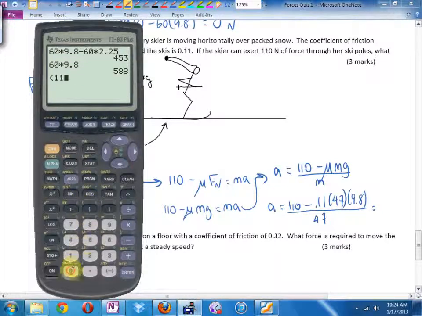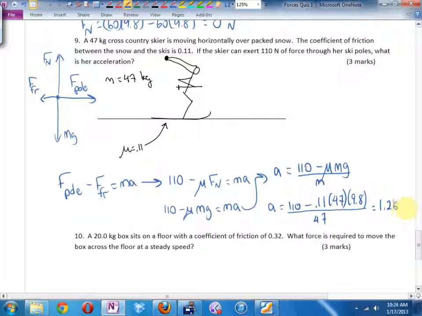I got more than one number on the top. I better use brackets. All over 47. Do you get an acceleration of 1.26? Yeah? No? Yeah? Units? It's acceleration. So if you got that, 3 out of 3. Otherwise, I'd probably go something like this. I'd give you 1 mark if I saw that. I'd probably give you 1 mark if I saw this, and 1 mark for the answer. If you forgot the units, you get a half mark off.